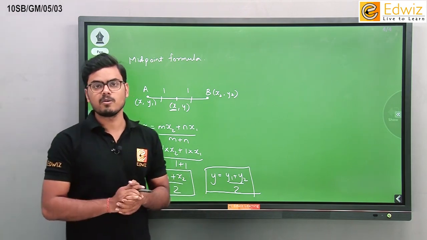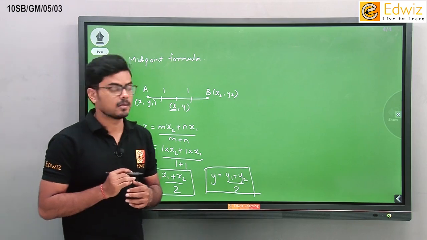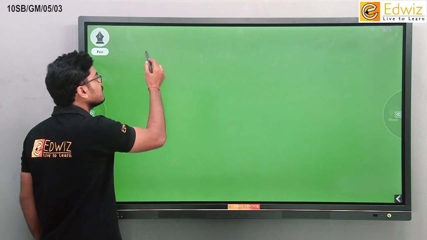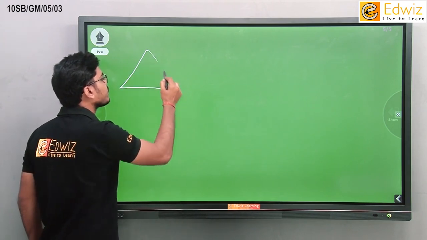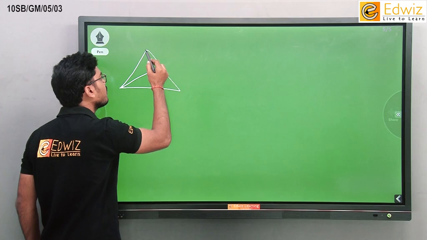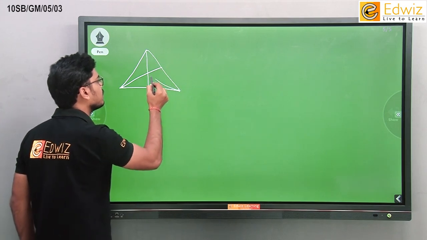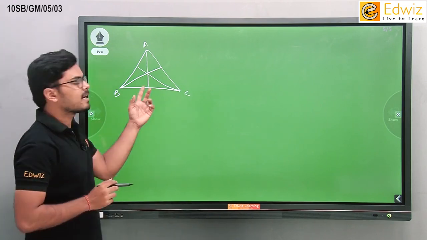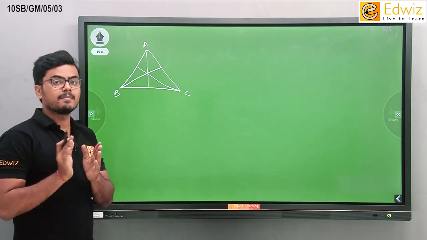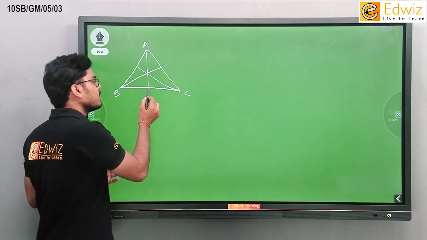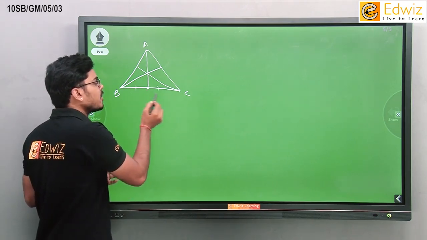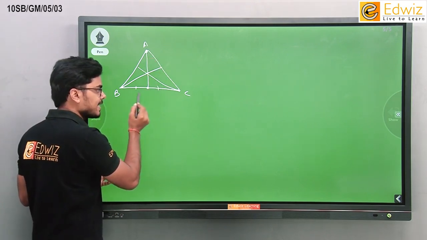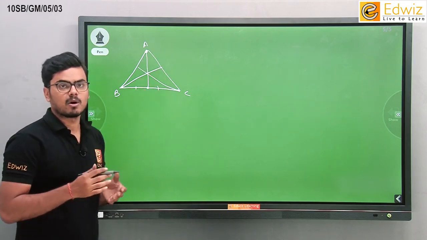There is one more formula now, something called the centroid formula. Now what is a centroid? We all know that a centroid is nothing but the point of intersection of three medians of a triangle. Suppose this is triangle ABC and these three are the medians. I hope you know the meaning of the word median. A median is the line joining the midpoint of a side to the opposite vertex.